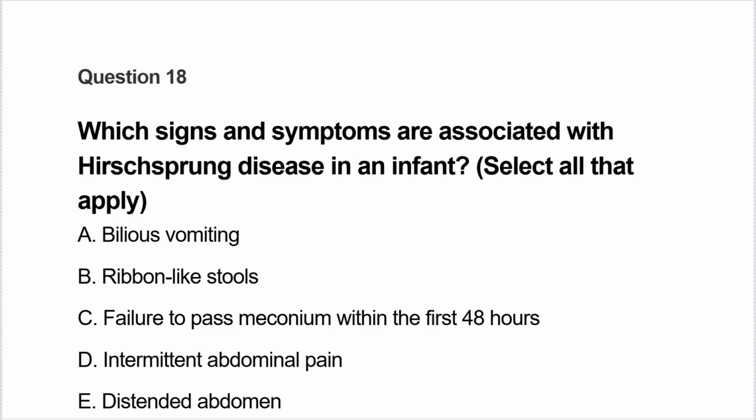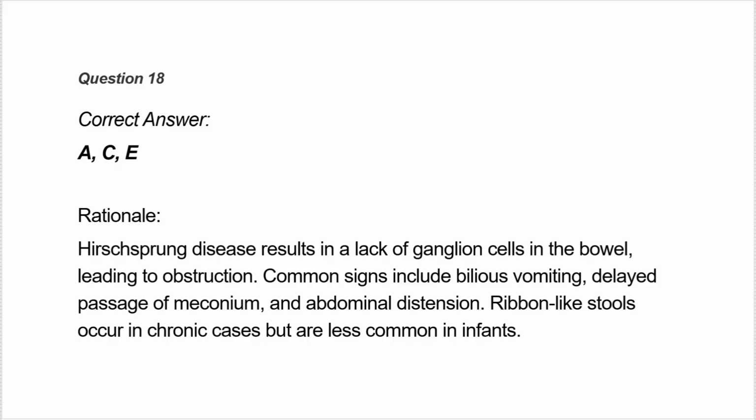Question 18. Which signs and symptoms are associated with Hirschsprung disease in an infant? Select all that apply. A. Bilious vomiting. B. Ribbon-like stools. C. Failure to pass meconium within the first 48 hours. D. Intermittent abdominal pain. E. Distended abdomen. Correct answers: A, C, E.